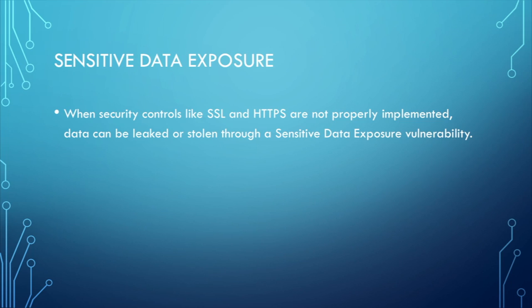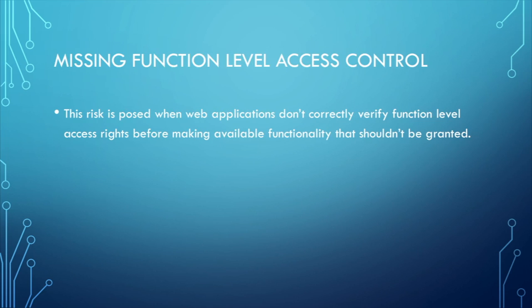Sensitive data exposure. When security controls like SSL and HTTPS are not properly implemented, data can be leaked or stolen through a sensitive data exposure vulnerability. Missing function-level access control. This risk is posed when web applications don't correctly verify function-level access rights before making available functionality that shouldn't be granted.